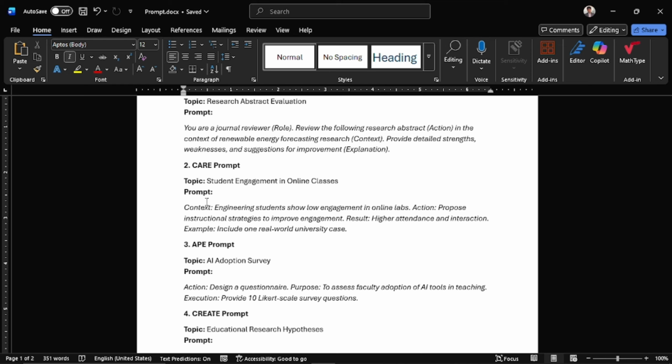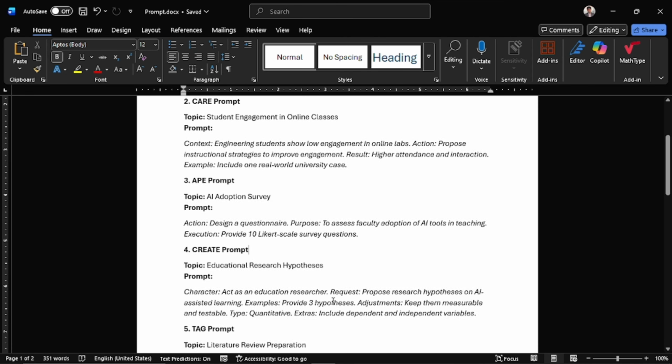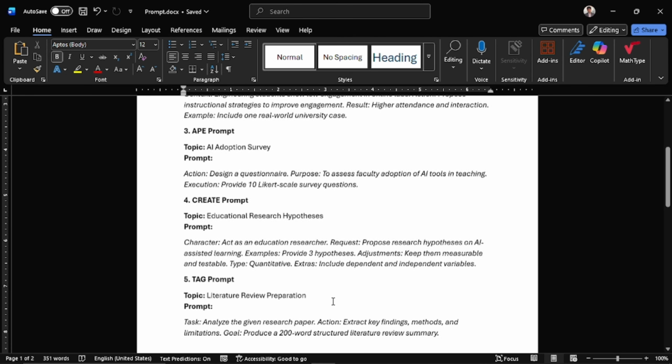APE prompt is AI adoption survey example, that is the topic. So here, A stands for action, P is the purpose, and E is the execution. So A is to design a questionnaire. Purpose is to assess faculty adoption of AI teaching tools. Execution is provide 10 Likert scale survey questions. Okay, so that is the execution. That is where you use a prompt.